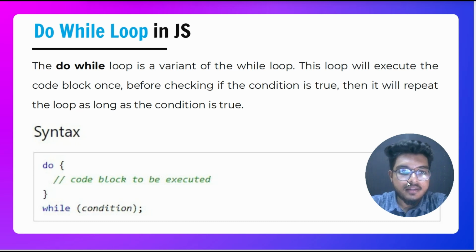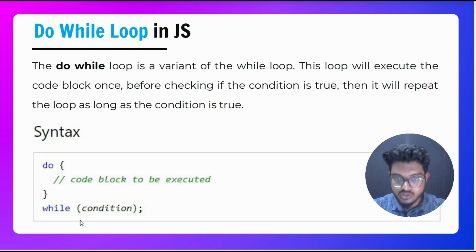The do while loop is a variant of the while loop. The loop will execute the code block once before checking whether the condition is true. Then it will repeat the loop as long as the condition is true. What do you mean by this? Whatever code is to be iterated will be written in this.